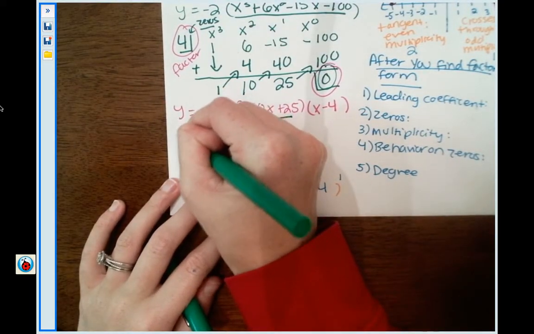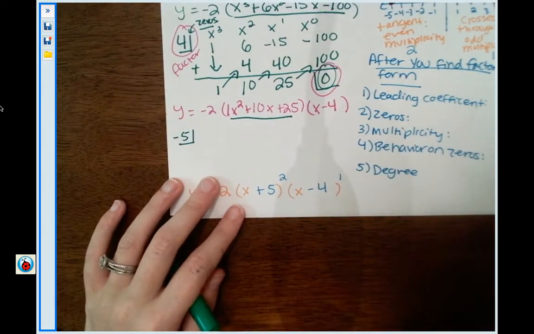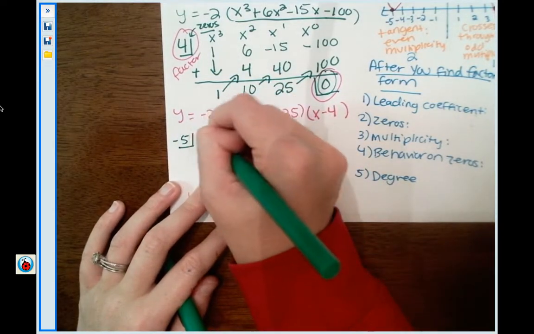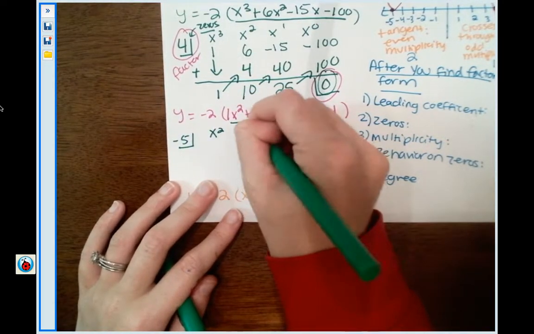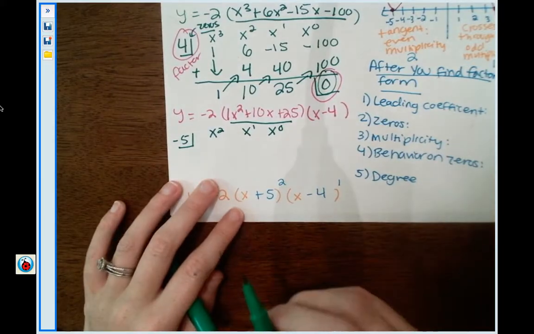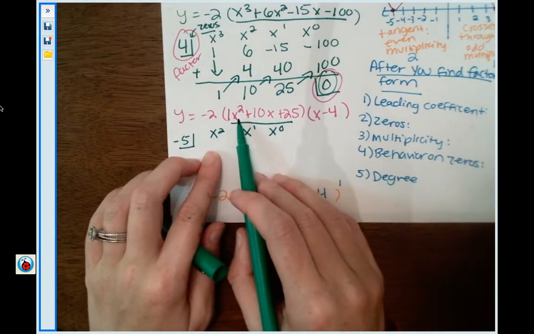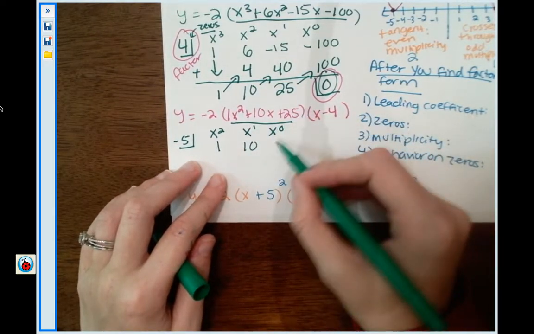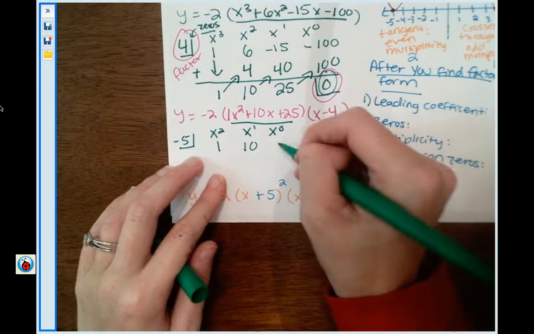Okay, so my zeros go in the box, so I put my negative 5. Okay, I'm using these numbers now. So my highest exponent is x squared. So x squared, x to the first, and x to the 0. Alright guys, let's do this. So the number in front of x squared is a 1, the number in front of x is a 10, and the number without the variable is 25.